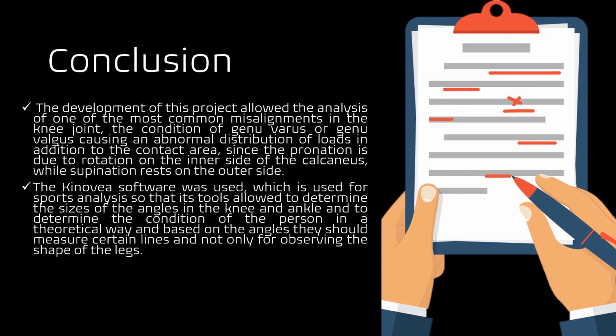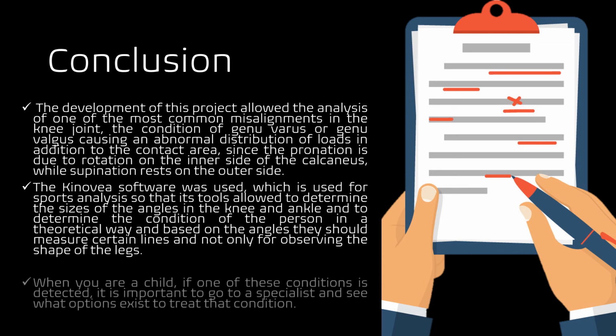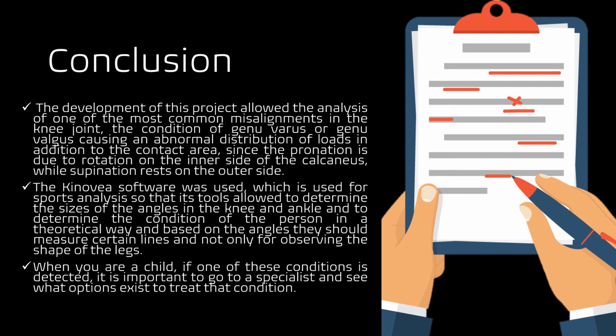The Kinovea software was used, which is used for sport analysis, to allow us to determine the size of the angles in the knee and ankle, and to determine the condition of the person in a theoretical way, based on the angles they should measure certain lines, and not only by observing the shape of the legs. When you're a child, if one of these conditions is detected, it is important to go to a specialist and see what options exist to treat that condition.